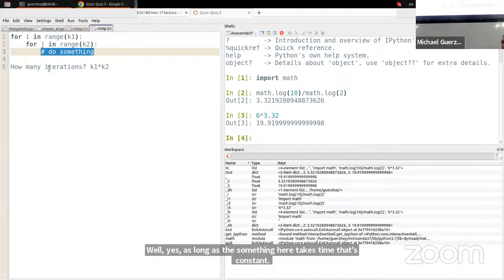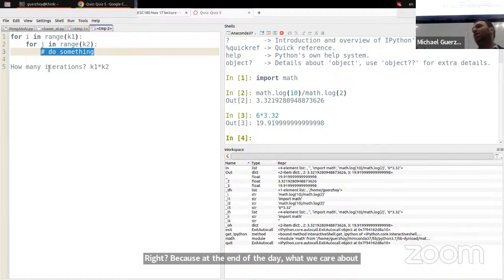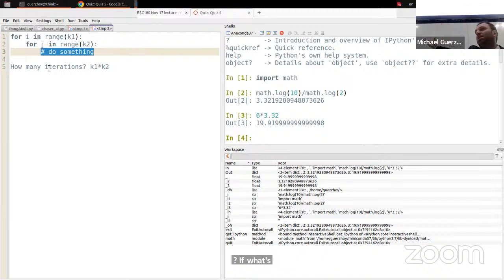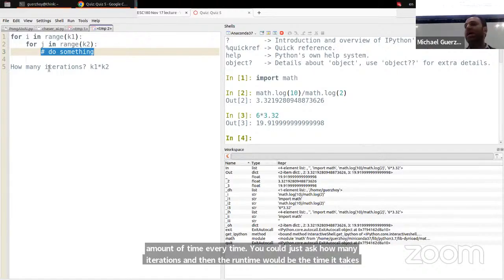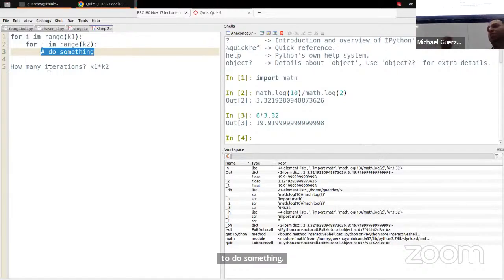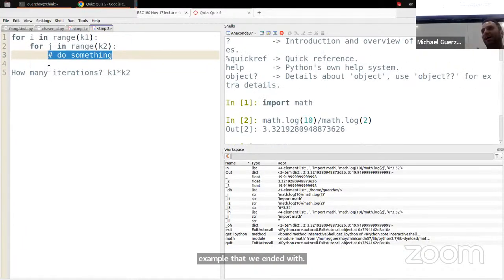Because at the end of the day, when we're asking what's the runtime complexity, we're asking what the runtime is proportional to. If what's happening inside the iteration is the same amount of time every time, you can just ask how many iterations, and then the runtime would be the time it takes to do something times K1, K2. On the other hand, and that's the example we ended with last time, it might be that the something there doesn't actually take a constant amount of time.